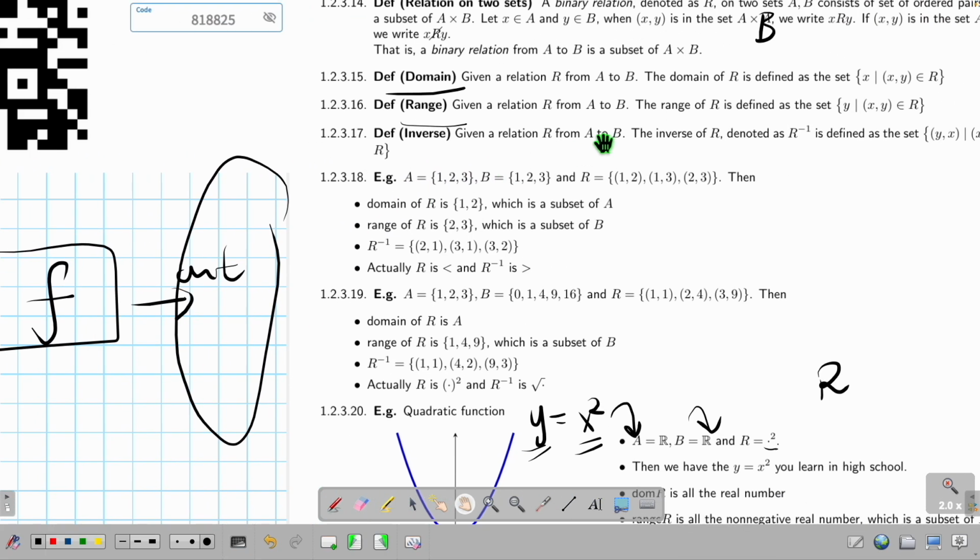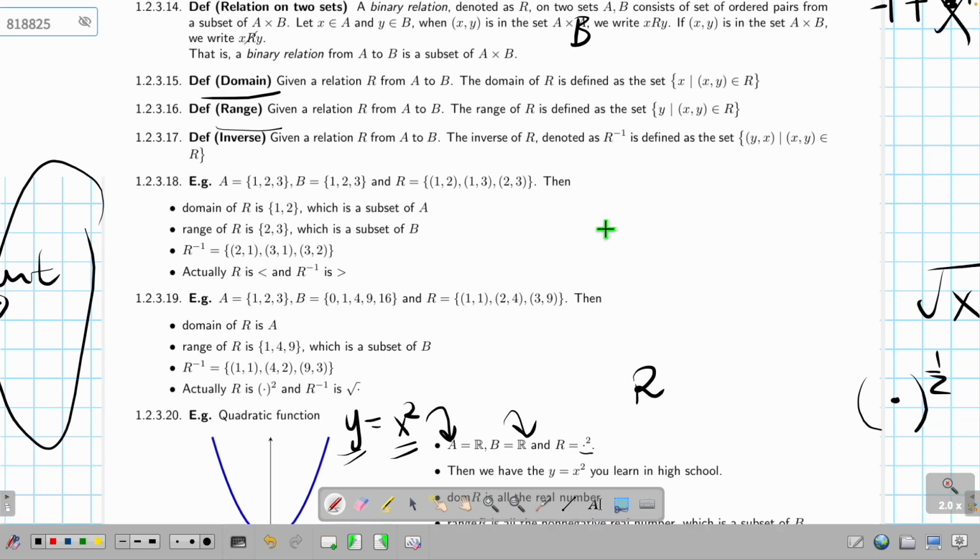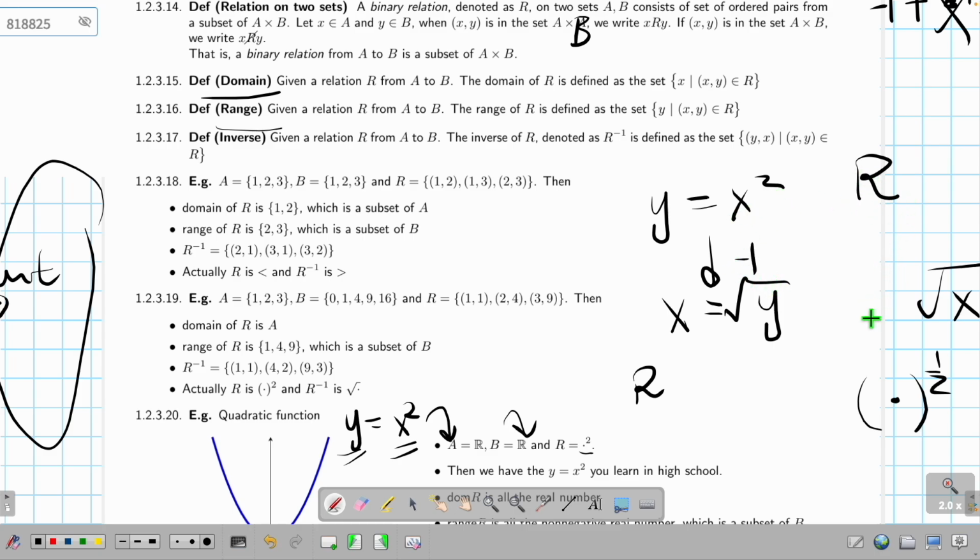And what is inverse? Inverse is basically this. You know y equals x squared, right? So you probably want to know, how do I write x back as something in terms of y? So we know it's square root of y. This is the inverse, because we have a relation R, and this means we find the opposite. So this is called inverse.